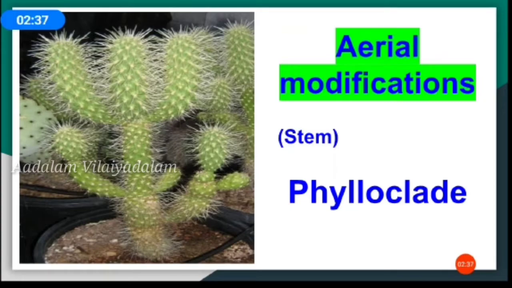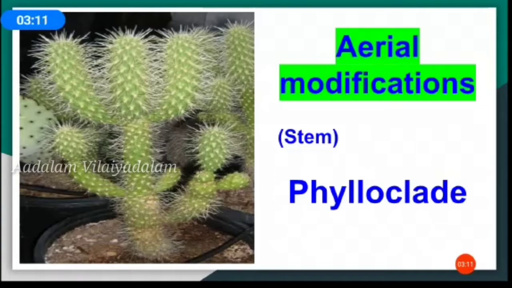Look at the picture. In cactus, the fleshy larger area part of the plant is the stem, but leaves are modified into spines to reduce the surface area. So in this plant, the larger greenish fleshy area is the stem. There are small spines on the stem. These are modified leaves. So this is known as phylloclade.